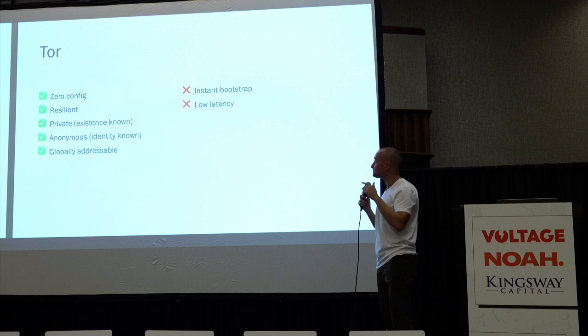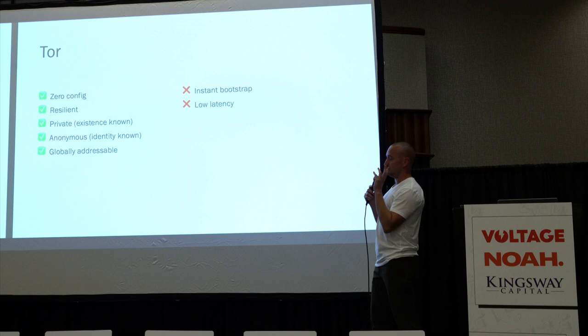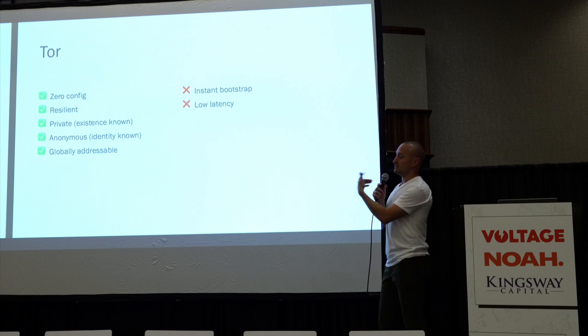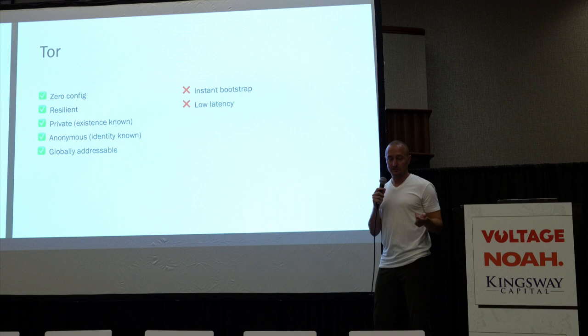And that worked great. It's zero config, it's resilient, it's private, as in nobody even knows that this thing exists because V3 hidden service URLs are blinded, and so it's not listed in any kind of public way that somebody would just know. It's anonymous. Even if they do find the Tor V3 hidden URL and they do visit it and see what's being hosted there, they don't know who it is. They don't know that it's you. And it's globally addressable. Anywhere in the world, even in places that censor Tor, there are ways to get to it.